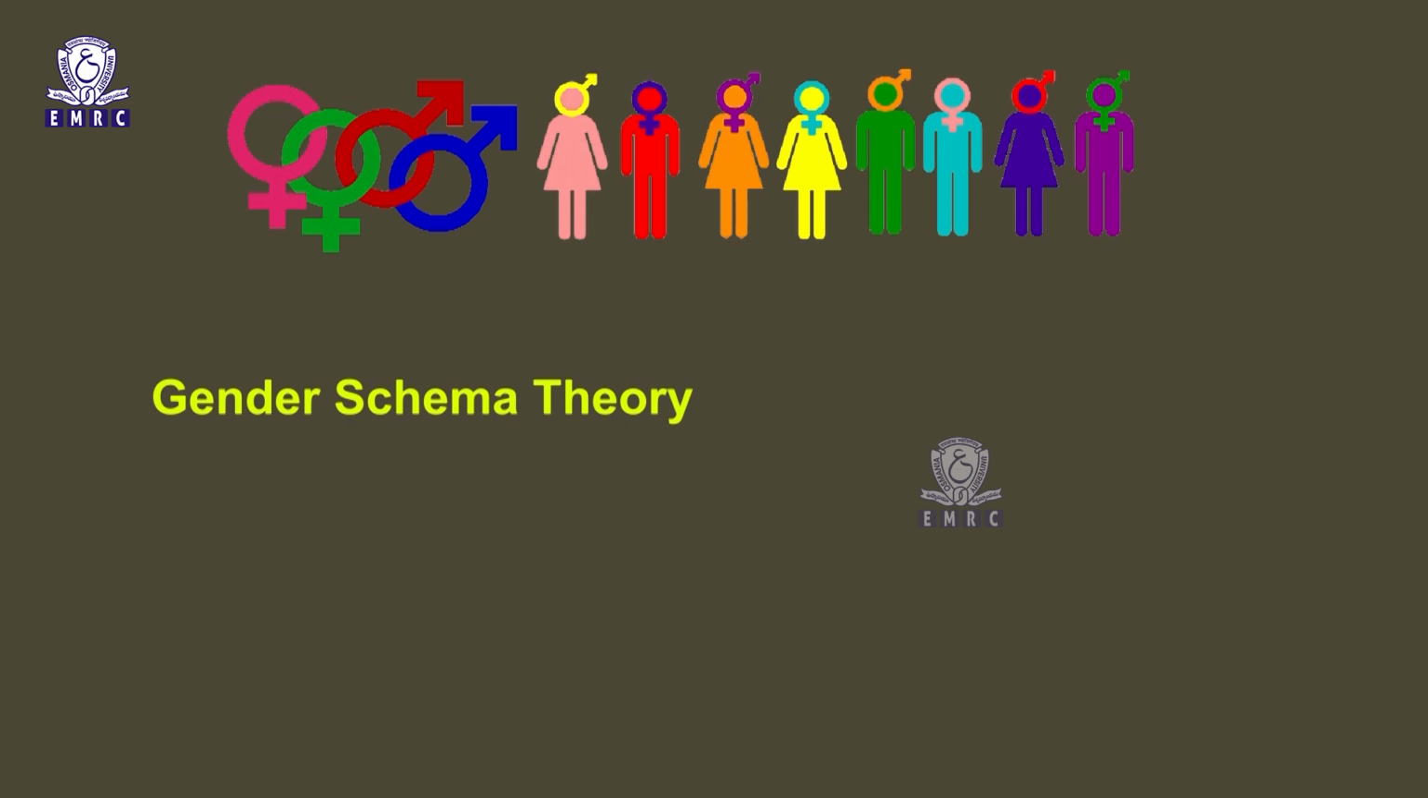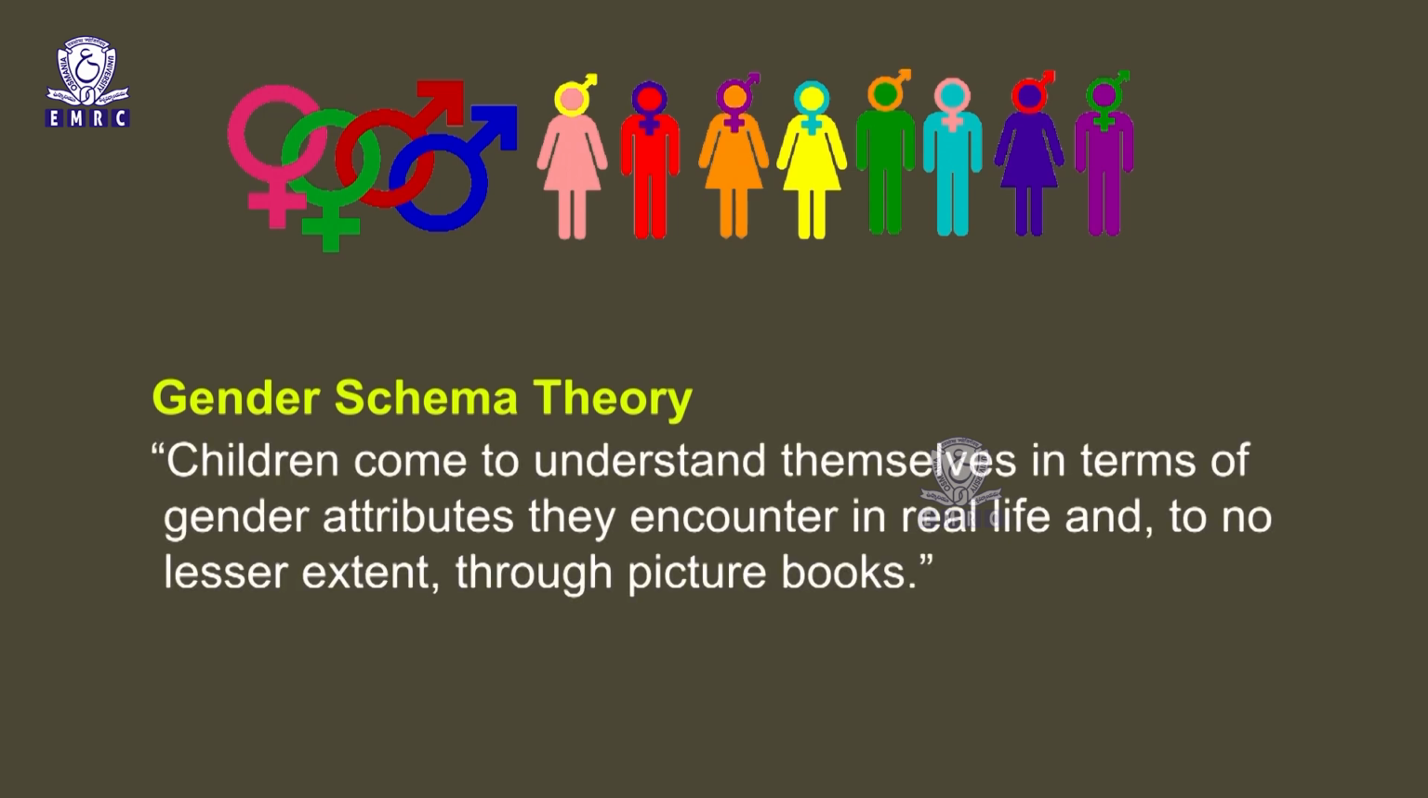According to gender schema theory, children come to understand themselves in terms of gender attributes they encounter in real life, and to no lesser extent through picture books. This theory uses a complex and multidimensional lens to explain how gender identity forms in children and adults.